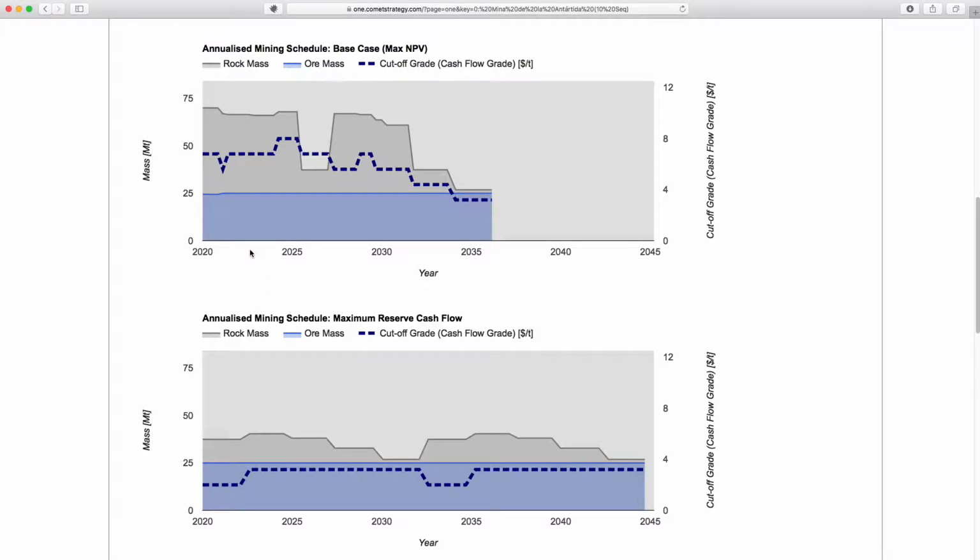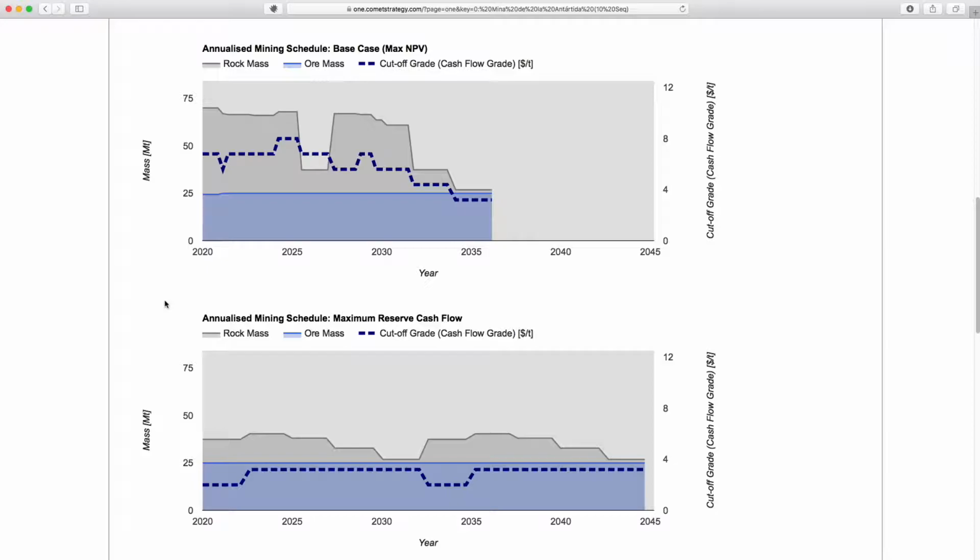Both of these charts have been scaled identically, so the axes are all on the same scale, so it's quite easy just to compare the two schedules. When we drop our cutoff grade, we have less waste. You can see here the waste that we mine is much less, and that's how we create the extra ore. We actually turn material that used to be sent to the waste dump up here into ore by dropping the cutoff grade. All that material is now sent to the processing plant.